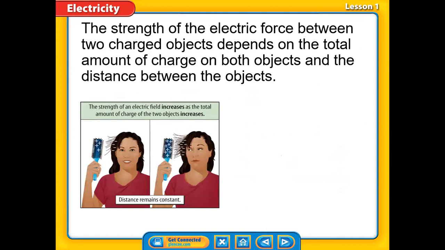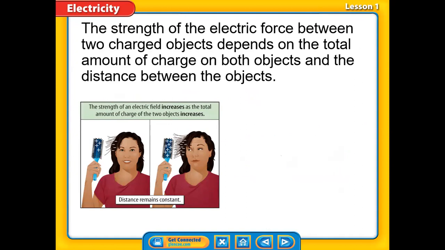So here, like this kind of electric force, or this kind of repulsion or attraction between charged objects, the amount of this force actually depends on two factors. Okay, these two factors, first of all, the amount of charge, how many charges are carried on the two objects.